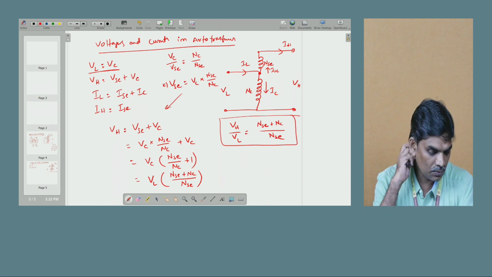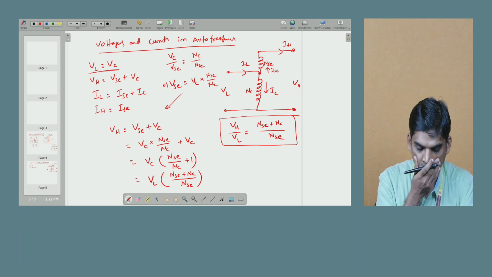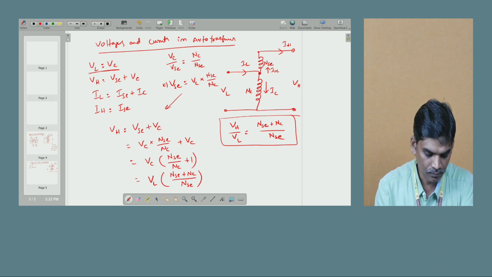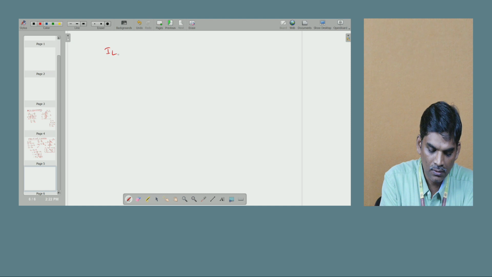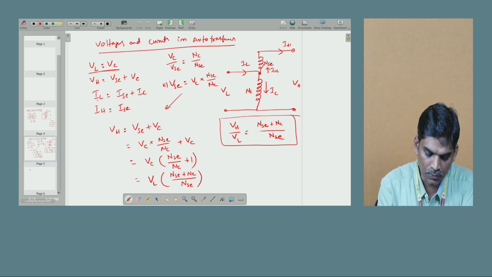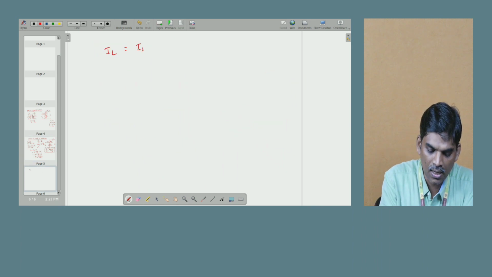Similarly, we have to use the current relations, IH by IL. How can you calculate it? You just have to take it here. IL is equal to ISC plus IC in the transformer. IL is equal to ISC plus IC.